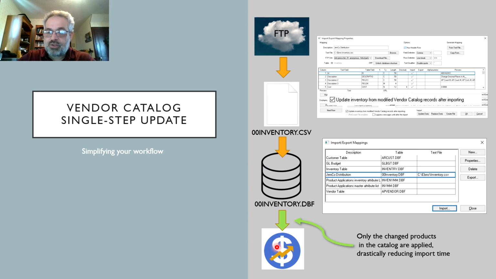As an additional bonus, only the changed products in the catalog are applied, those modified vendor catalog records. What does that mean? Well, if you download new vendor catalogs every week or so, often maybe only 1%, 5%, maybe 10% of the actual parts have any updates. And so EBMS can take a very long time if you go through a catalog with 100,000 items to update EBMS inventory. But if you only update those change lines, it takes much, much less time to import the changes.